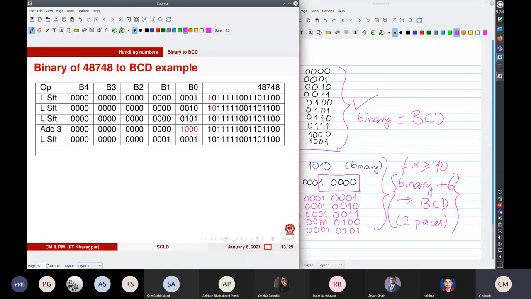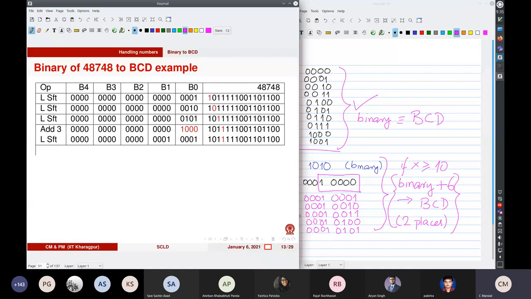Here what you have done is you have added 3. So at this stage you know that this number is greater than or equal to 5, right? So what you do is you add 3. So you have added 3 here before you shifted in. You added 3 here and then you shift this. So now you find that what you have here is indeed 11. This is the BCD of 11. So this is a crucial step.